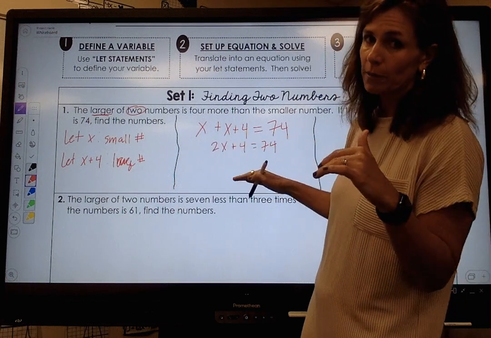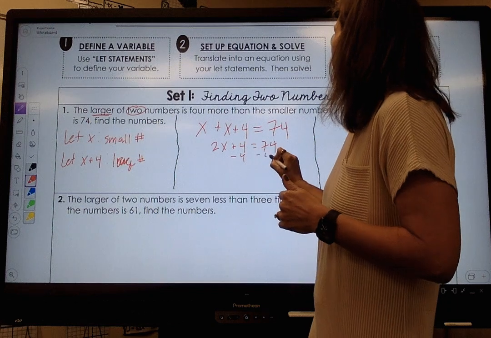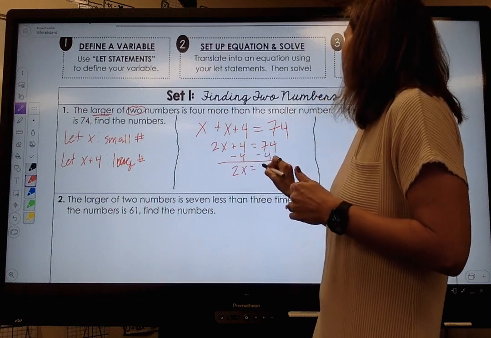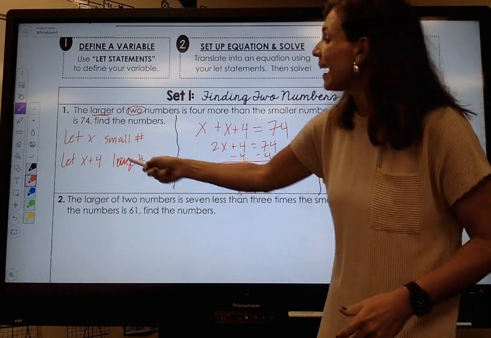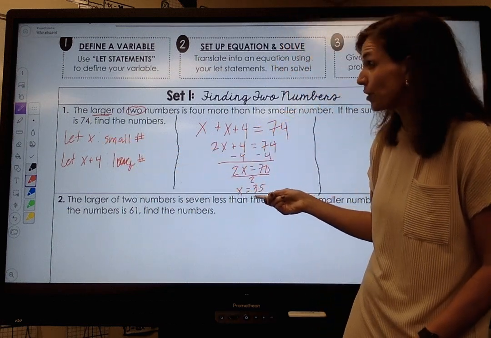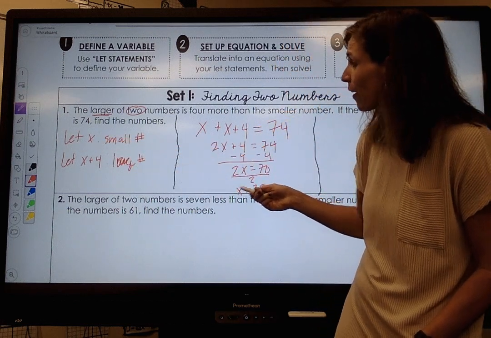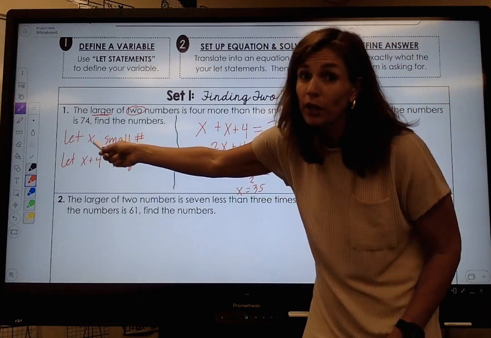This part you guys are an expert at. Subtract 4, I get 2x equals 70. And when I divide by 2, x equals 35. So I let x be the small number, so x is 35. That means my small number is 35.